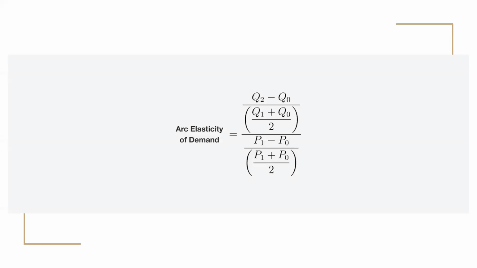And here is the formula to calculate elasticity of demand. We take the change in quantity and divide it by the average quantity, and we divide the whole thing by the change in price divided by the average price.